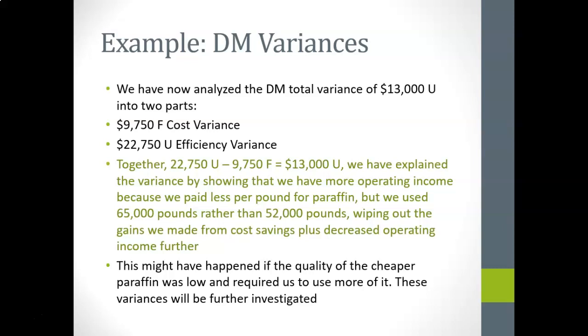This whole thing might have happened if the quality of the cheaper paraffin was low and required us to use more of it. So the purchasing manager went and got the paraffin for $1.60 a pound. And that was like, oh, wow, this is great. However, if that paraffin was really bad quality, and so we had a lot of waste, we had to use more, it didn't mix with the colors well, whatever, all kinds of things might have happened because of the fact that we got lower quality.